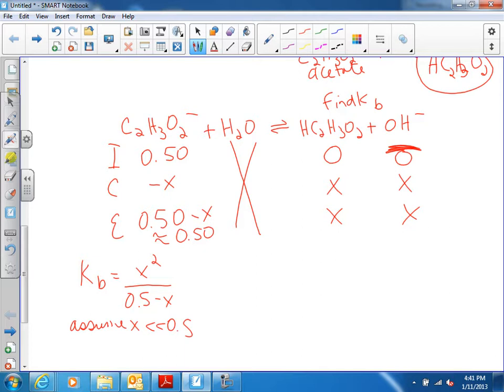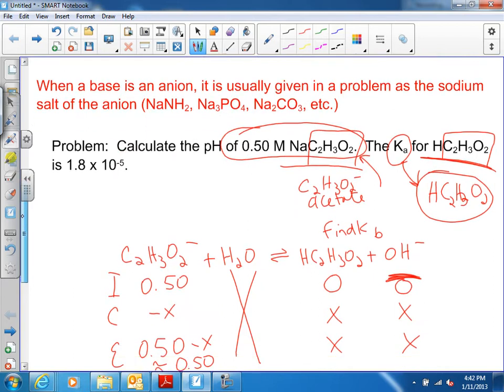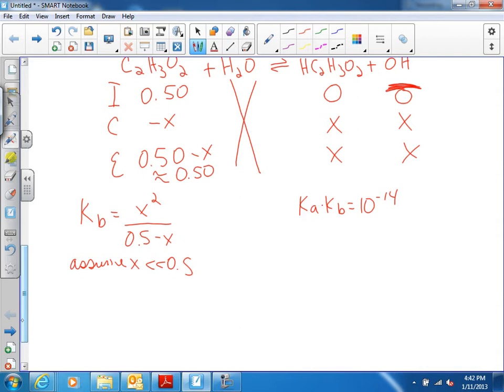Okay, but I still need Kb. Well, I know Ka times Kb is 10 to the minus 14 for a conjugate acid-base pair. And I was given the Ka in the problem. Where is that? It's right here. There's my Ka. So now I can calculate my Kb. So my Kb will be 10 to the negative 14 over the Ka, 1.8 times 10 to the minus 5. And that is 5.6 times 10 to the minus 10.